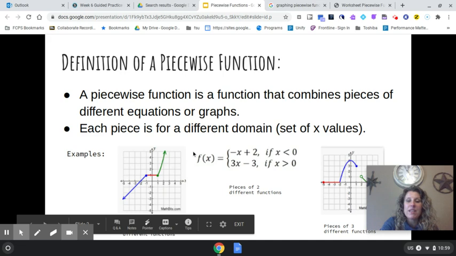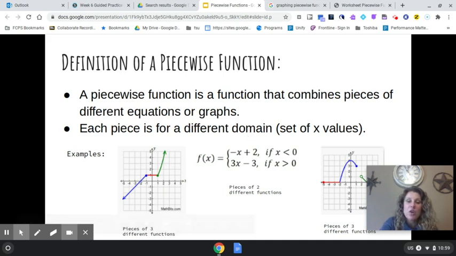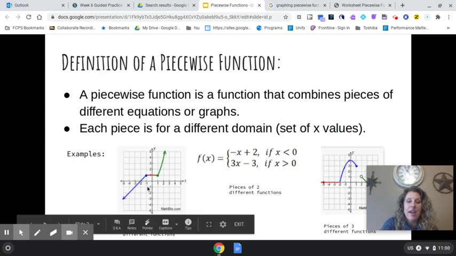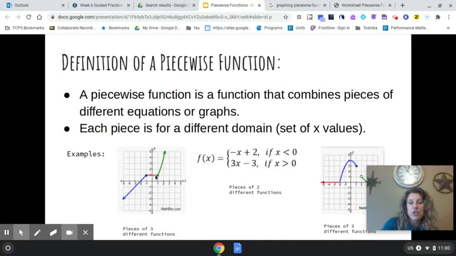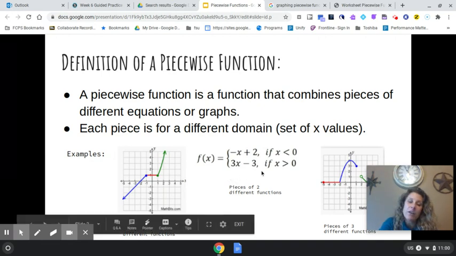But for each piece, we have a different set of x values or a different domain. For the blue part, we're seeing x values that are less than or equal to -1. For the red part, we're seeing x values between -1 and +1. And for the green part, we're seeing x values that are greater than or equal to 1. So we only look at certain limited domains of each piece of the function. We could see piecewise functions written in function notation, and this is what they will look like.